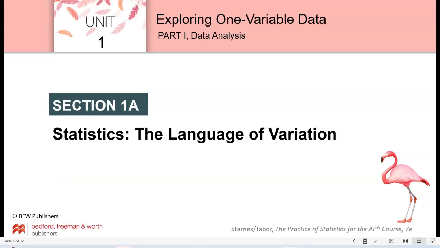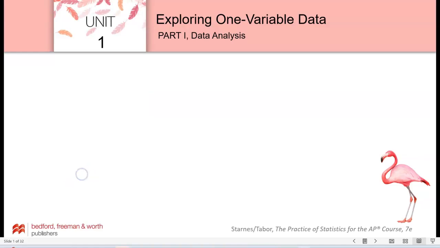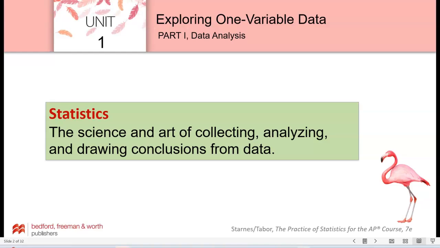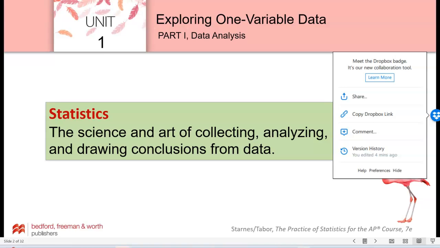Okay, so statistics is all about studying variation. It's how we talk in stats. This is another definition of statistics: the science and art of collecting, analyzing, and drawing conclusions from data. We're studying that variation in the data.